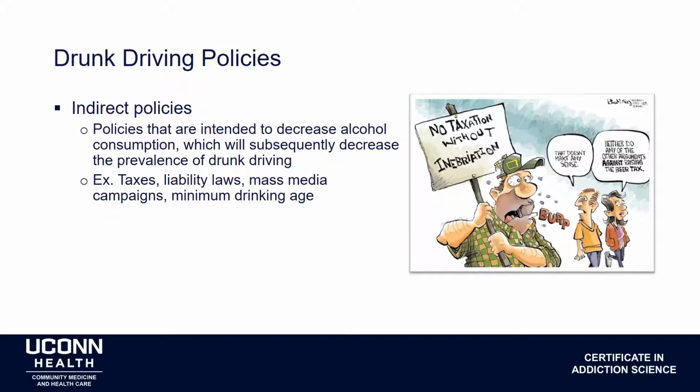But then you have indirect policies. These indirect policies, when we're talking about drunk driving, are intended to decrease alcohol consumption itself. The assumption is that if we decrease alcohol consumption, we'll subsequently decrease all of the consequences of alcohol consumption, including drunk driving. So these are things like increased taxes, liability laws, media campaigns, the minimum drinking age laws. All of those are put in place not to impact drunk driving necessarily, but to impact alcohol consumption. And then we hope there's a downstream consequence of these indirect policies towards reduced drunk driving.